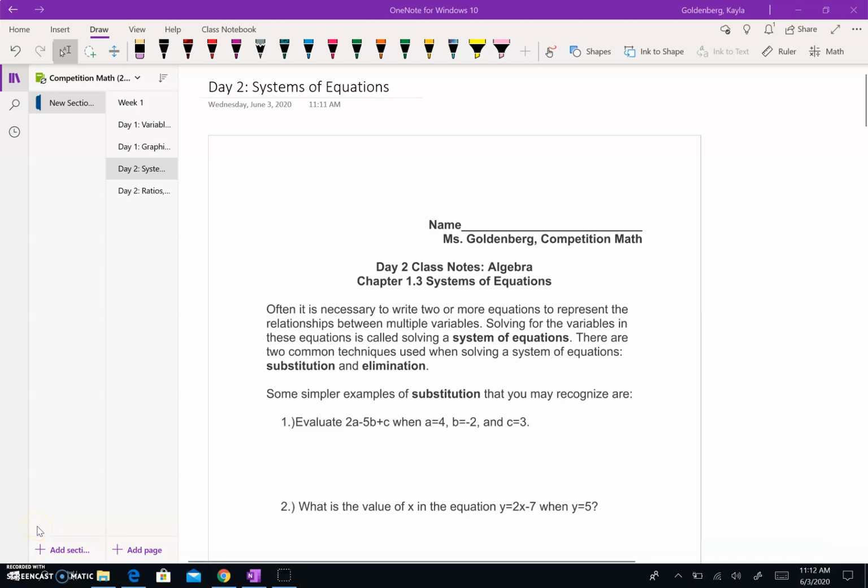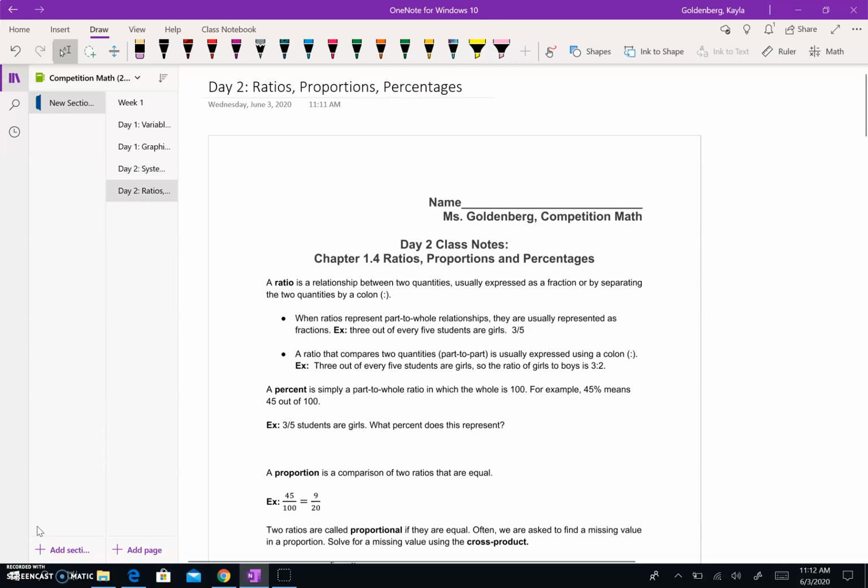Hi guys, welcome to our content for day 2. So today in class we went through variables and we went through graphing. And tomorrow's big topic, we have 2 topics. We're going to be looking at systems of equations as well as ratios, proportions, and percents.